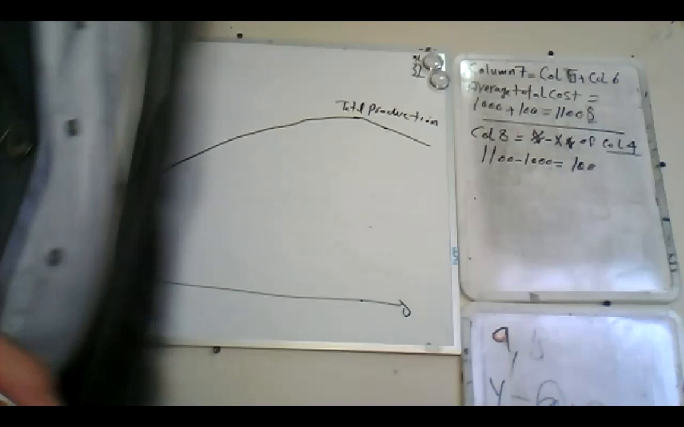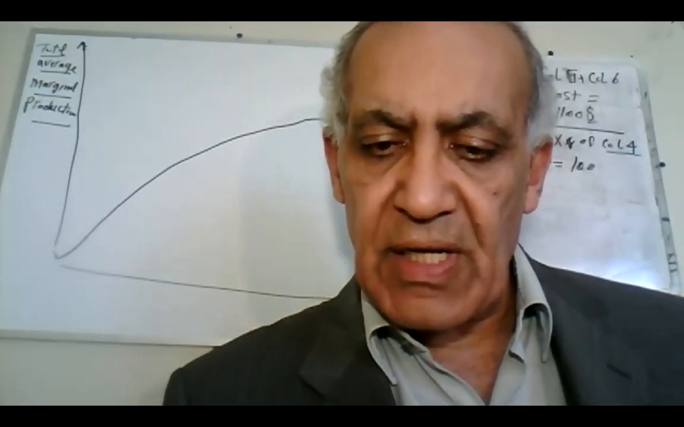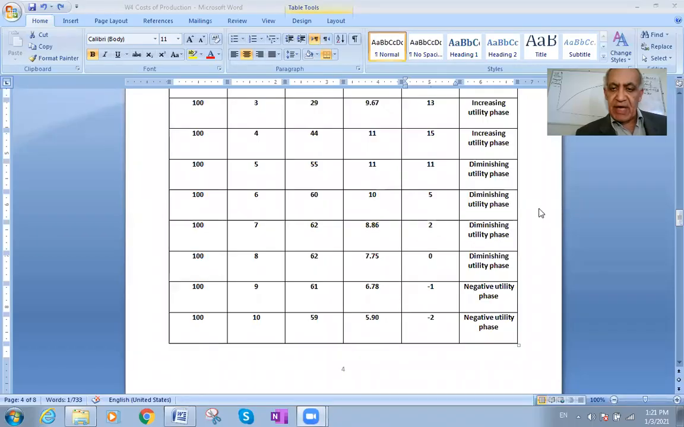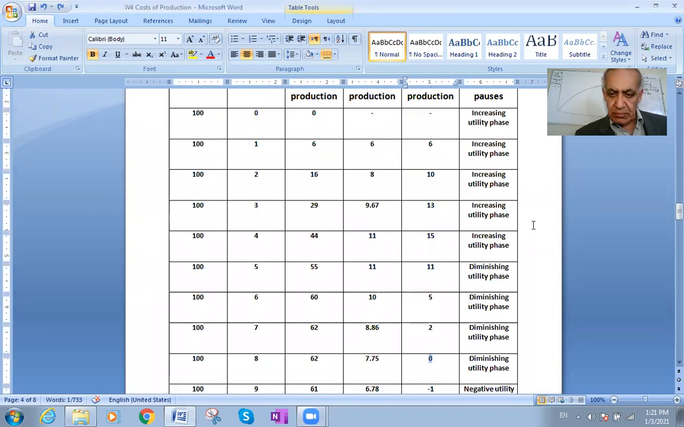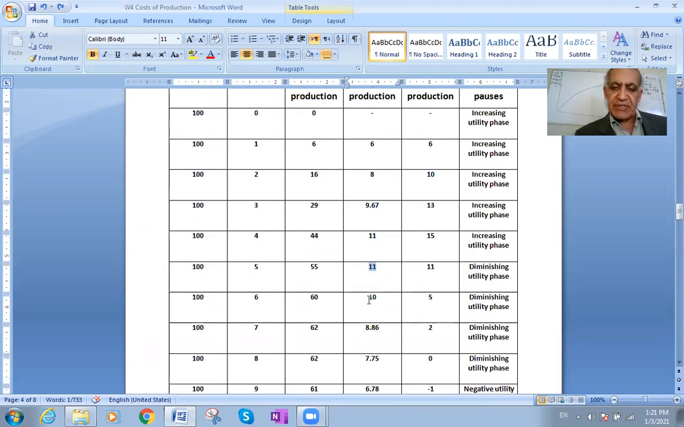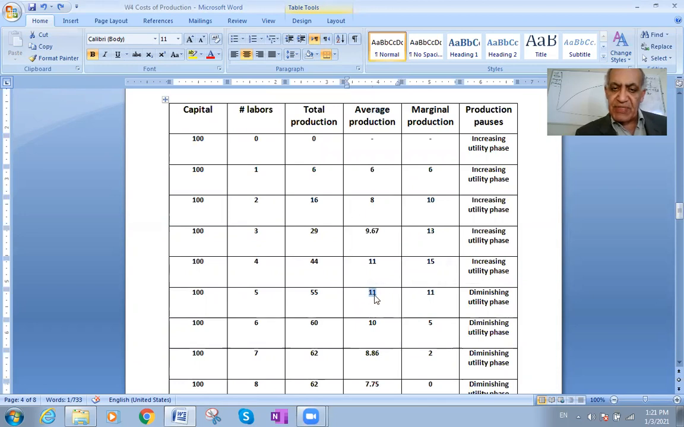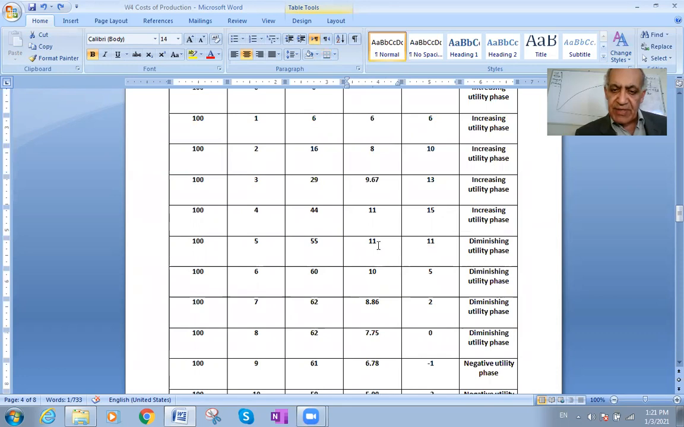If you watch, you'll find that the average production also started growing. Let me share the screen back and we will see. Look at the average production here: 9, 8, 9.67, 11, 11. Then here it started to go down back. It started to go down where the marginal production equals the average production. Here is the marginal and here is the average. When they are the same, the average will start to go down from 11, where the two numbers are equal. After that, it will start to decline back.